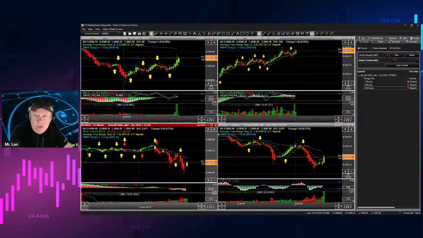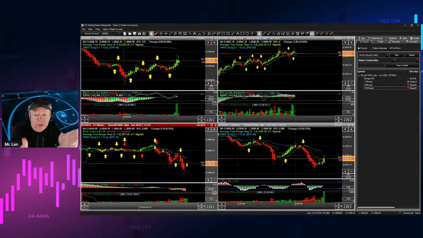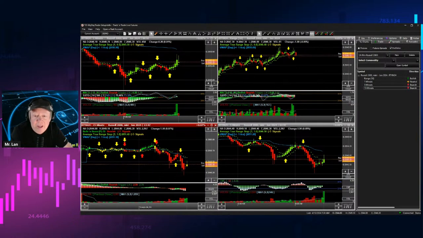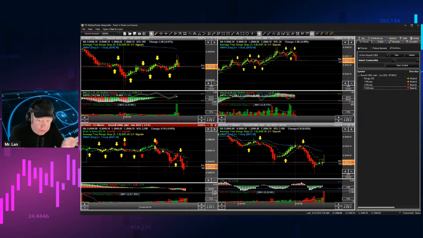So today we're going to do something a little different. We're not just going to watch the futures market. We're going to watch the futures market for just the first few minutes, set our boundaries, and then jump over to the stock market and trade it with options. So let's watch the futures market for a few minutes, and then we'll jump over there. All right, let's get this started.